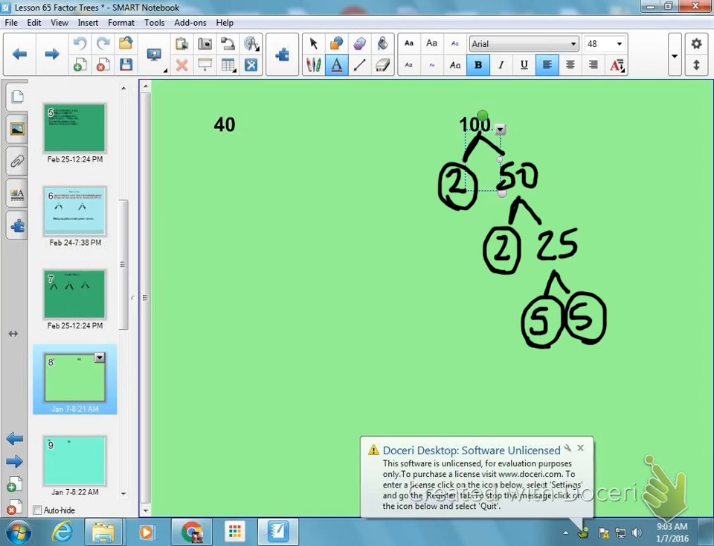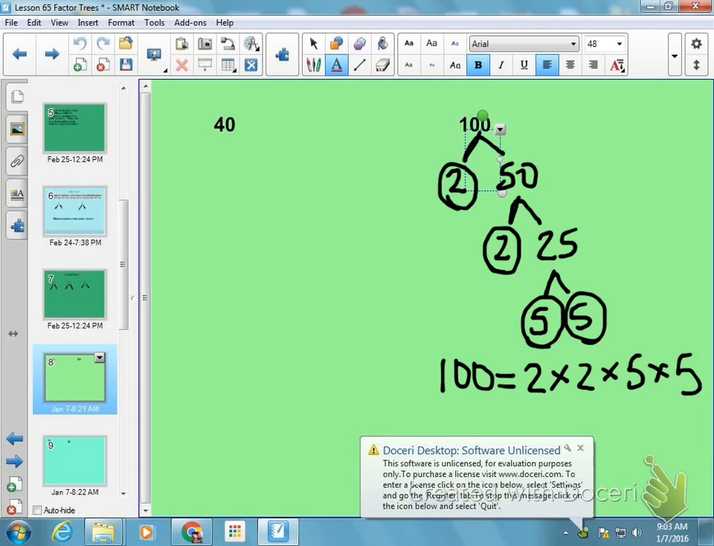So when I write this prime factorization out, I'm going to put them in order from least to greatest. And I'm going to say that number that I originally started with, 100 equals 2 times 2 times 5 times 5. Now what I want you to do is make sure you have a factor tree for 100 written down, pause the video, and then do 40 on your own.